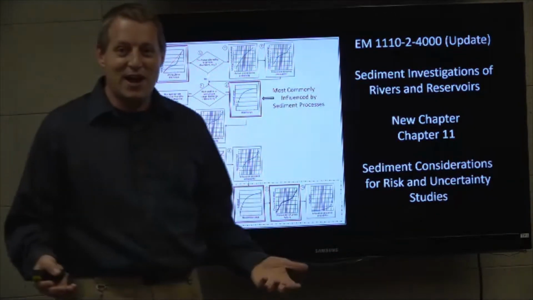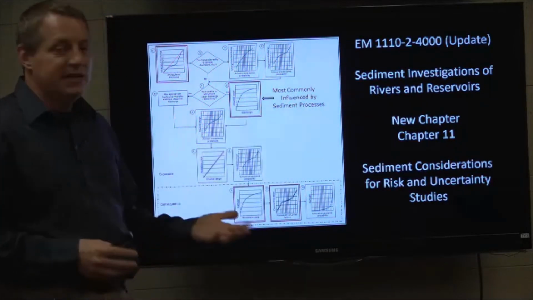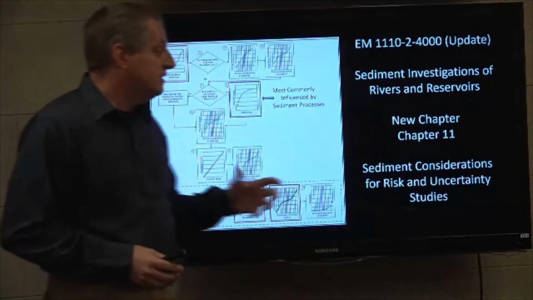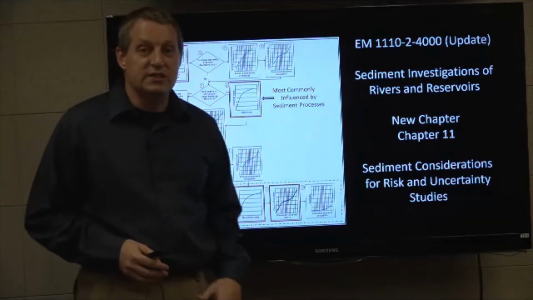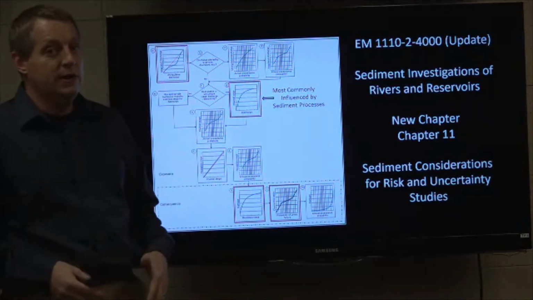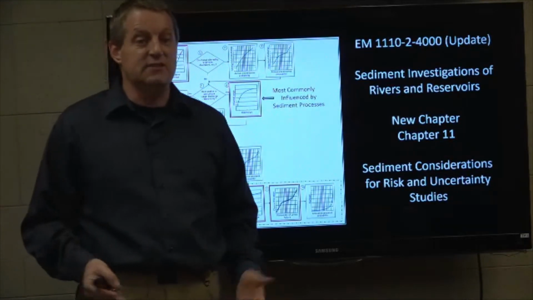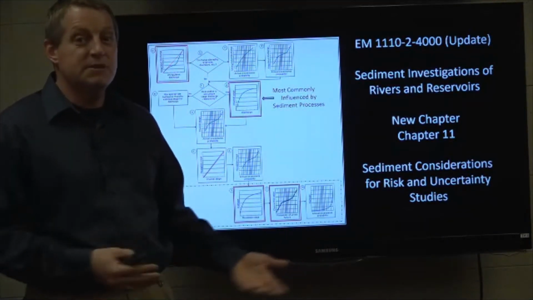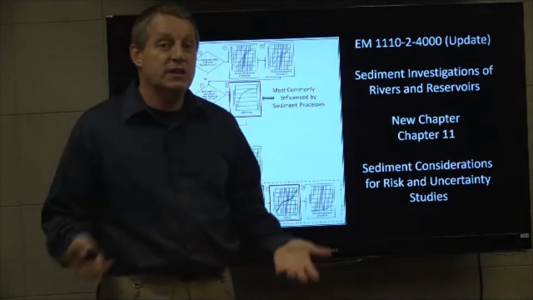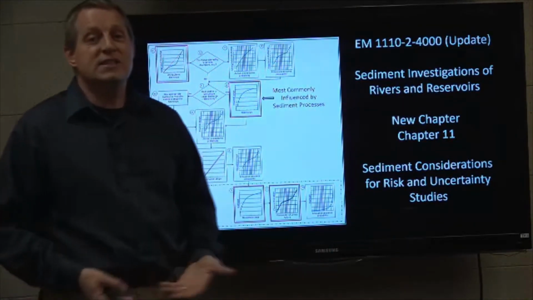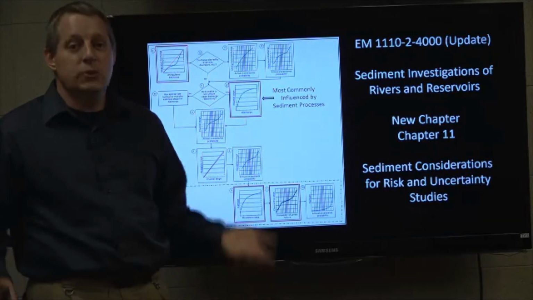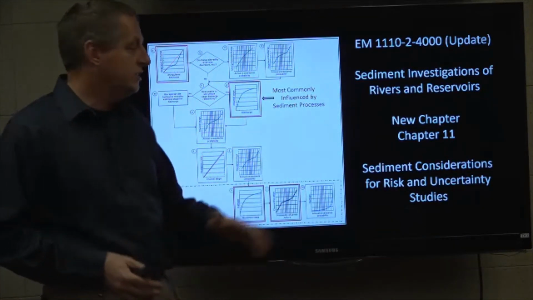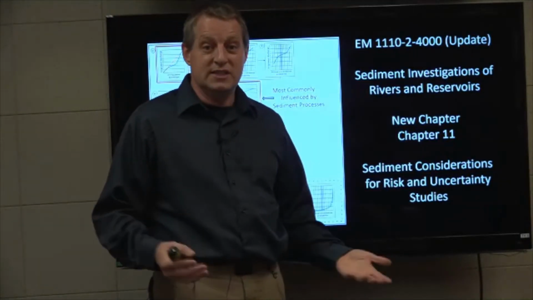It's in a final draft, and the new sedimentation manual includes a new chapter, Chapter 11, which is called Sediment Considerations for Risk and Uncertainty Studies. If you are in a morphologically dynamic system, if your system departs from equilibrium, if it has a tendency towards deposition or erosion, or if you're doing something to the channel that's going to put it outside of an equilibrium regime, so it will either have to deposit or erode to get back to its original morphology, you probably want to get a draft of this and take a look at it.